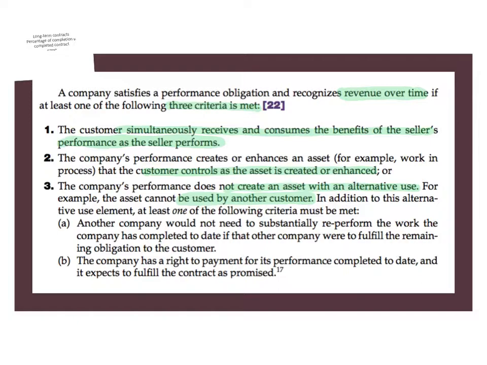In addition to this alternative use element, at least one of the following criteria must be met. So one of these two criteria. Letter A says another company would not need to substantially reperform the work the company has completed to date if that other company were to fulfill the remaining obligation to the customer. Well, with a long-term construction contract of a very technical thing like, for example, a Boeing aircraft, it's unlikely that somebody else could just step in there without having to go back.